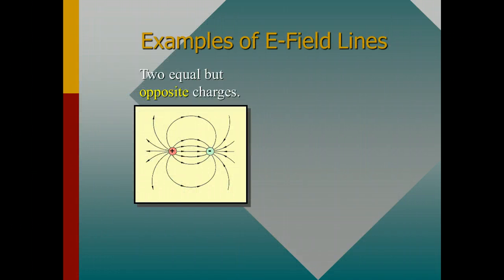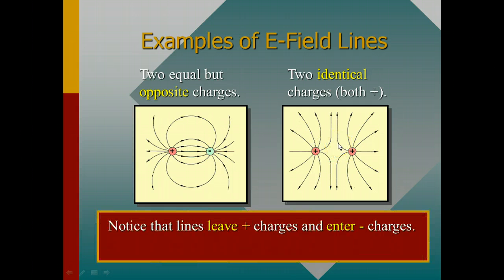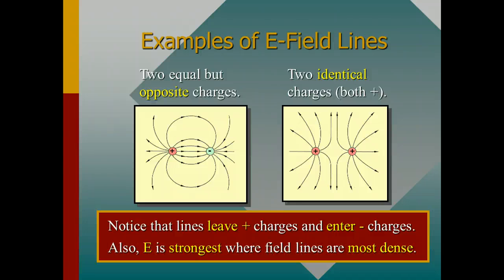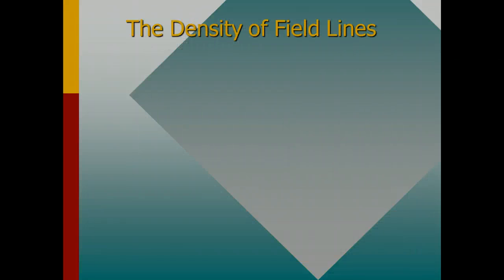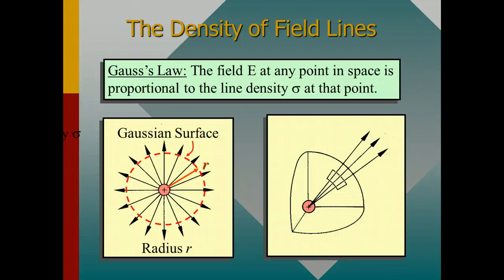So we have some sample electric fields. If we have two equal but opposite charges, this is called a dipole. That's what the electric field looks like. If we have two identical charges, both positive in this case, they would point like this. You'd have a dead zone right in the middle here. The lines leave positive charges and enter negative charges. They always point away from positives and toward negatives. And the field is the strongest where the field lines are the most dense. So we know then that the electric field is densest when we have the most number of lines passing through some area here.